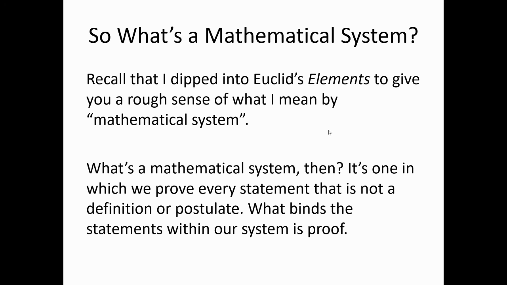Okay, so what makes it a mathematical system is proof. When we give proof, we bind the statements together. We show how they can be derived from definitions and postulates. And so we make it a single unified structure. That's what we're really up to in this class.